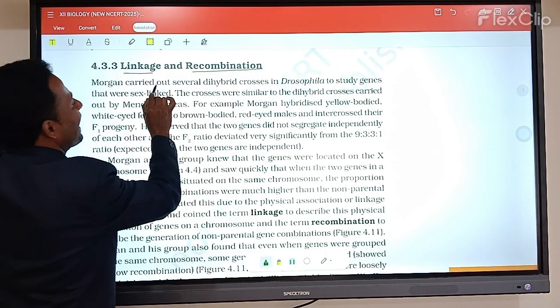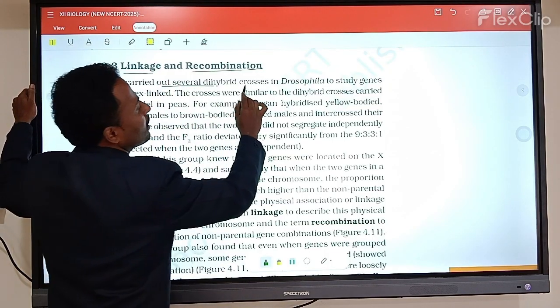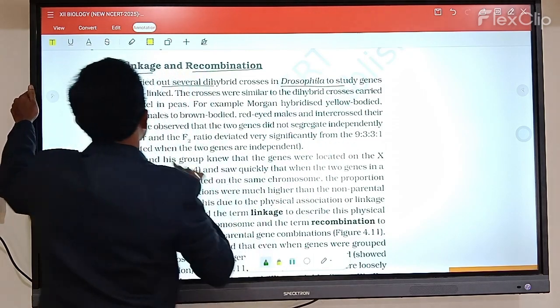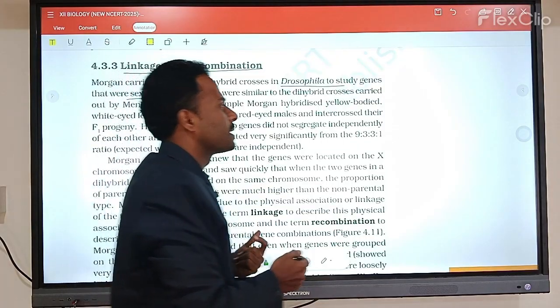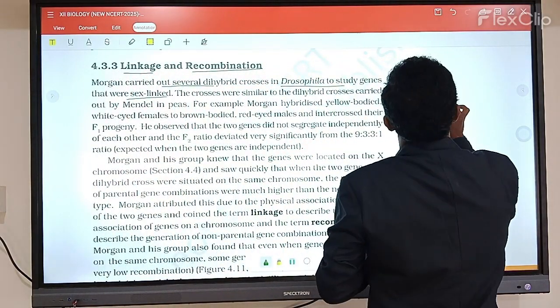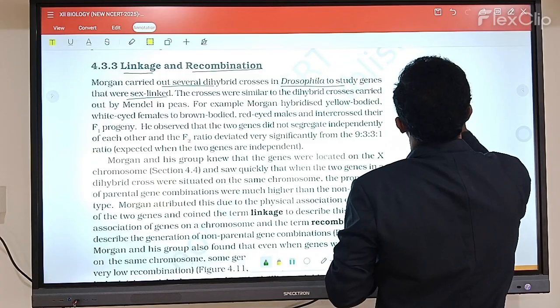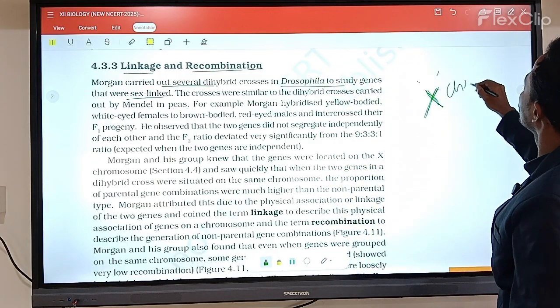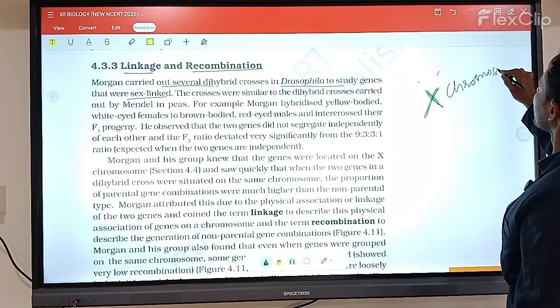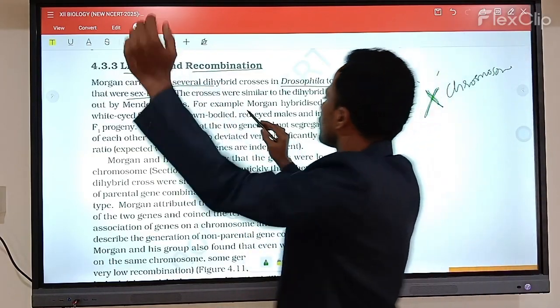Morgan carried out several dihybrid crosses in Drosophila to study sex-linked genes. Here Morgan did experiments on Drosophila. Where are the genes located? On the X chromosome. They are present on the X chromosome, and the cross is similar.